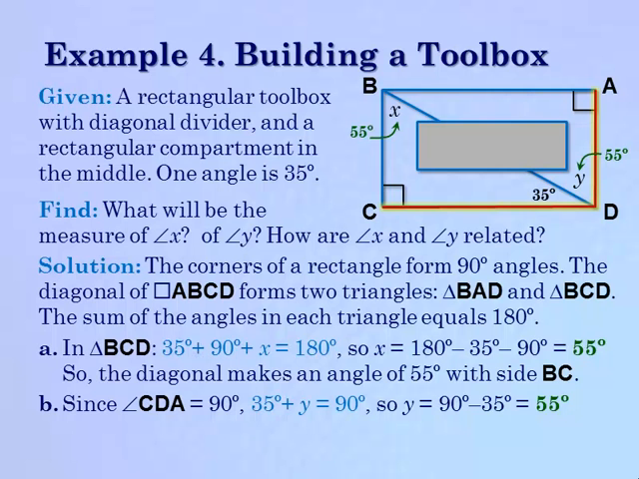So we know that 35 plus y is equal to 90 degrees, and we can solve for y and find that y equals 55 degrees. And what is the relationship between angle x and angle y? Well, look at that. They both turned out to be 55 degrees. So there's something that you learn about diagonals in a rectangle.